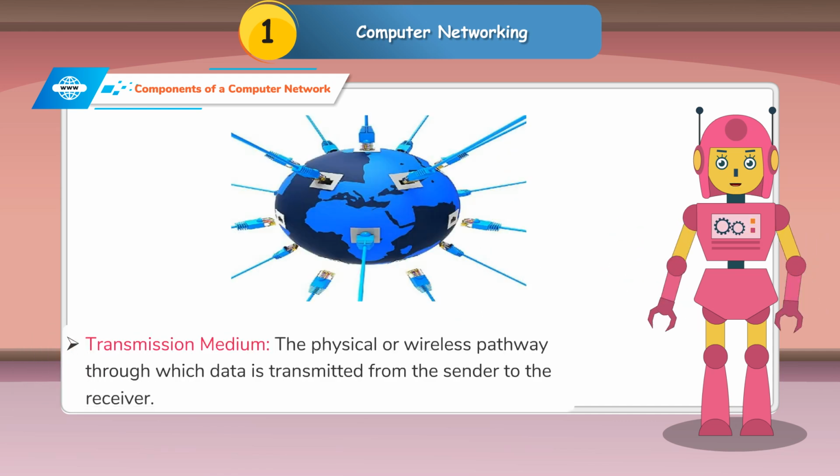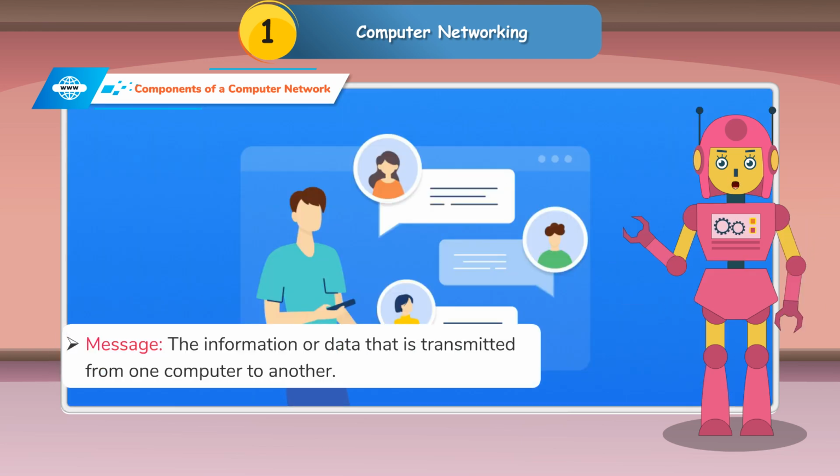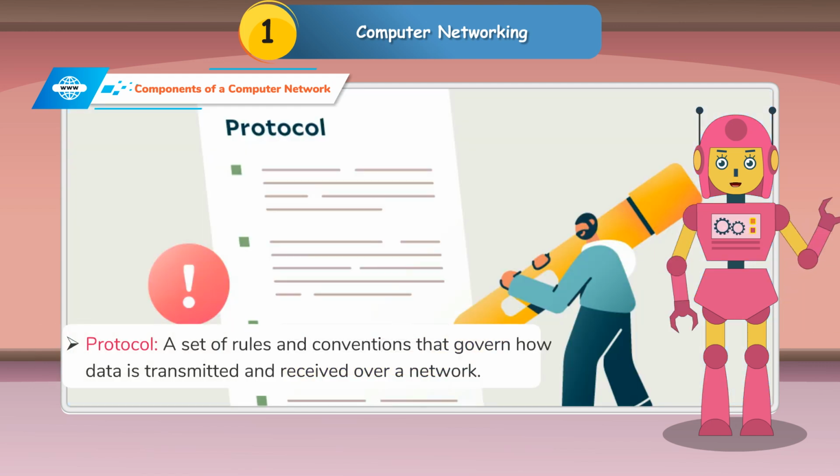Transmission medium. The physical or wireless pathway through which data is transmitted from the sender to the receiver. Message. The information or data that is transmitted from one computer to another. Protocol. A set of rules and conventions that govern how data is transmitted and received over a network.